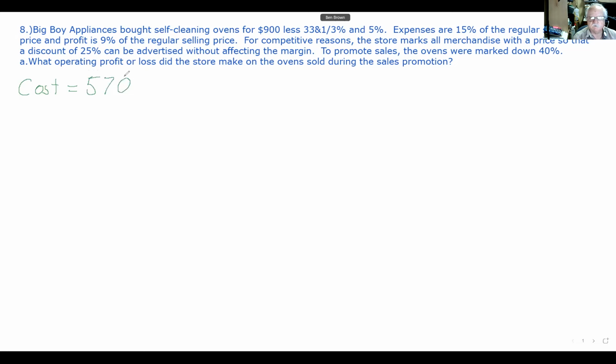Let's go with that. So then they tell us expenses are 15% of the regular selling price and profit is 9% of the regular selling price. So that allows us to figure out the regular selling price. I'll just hang out here till a few of us can agree on what that must be.